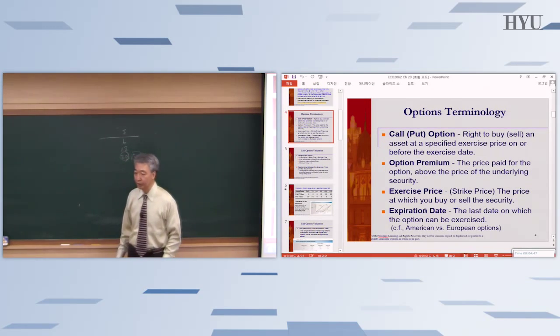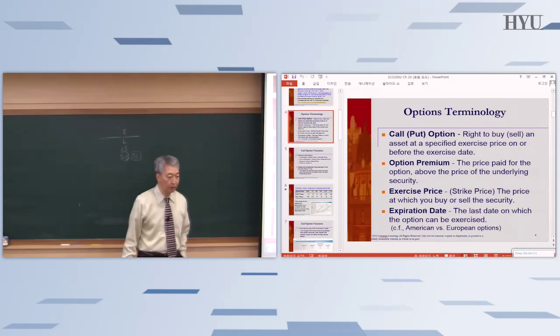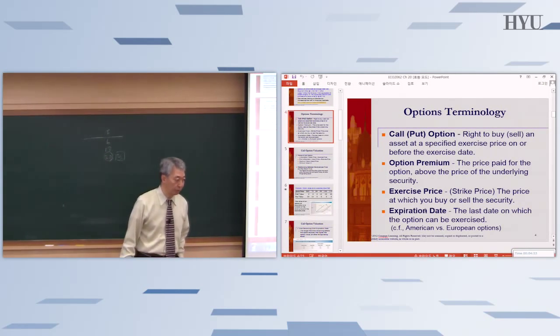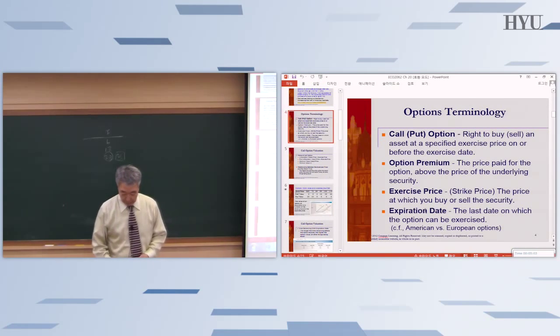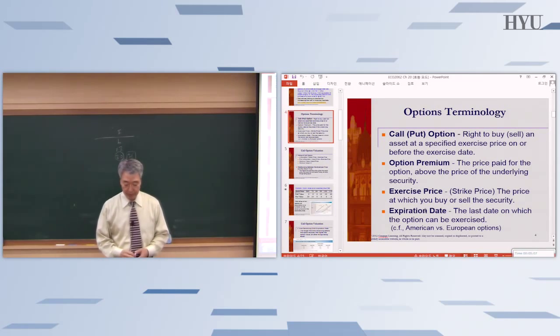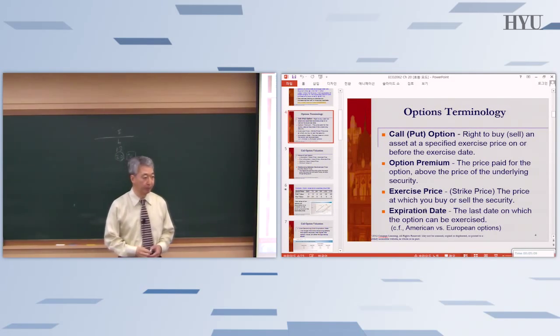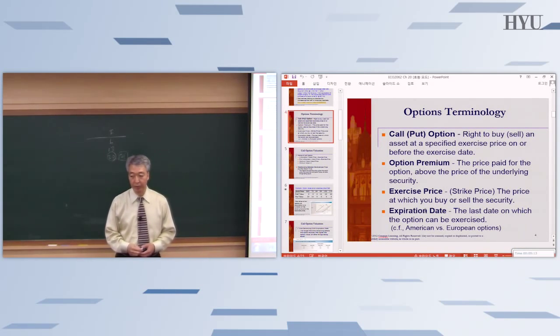European option is quite different. With a European option, you can exercise only on the expiration day, not before. So you have just one day on which you have to exercise it. Option premium, that's the price you pay, just like an insurance premium. So in order to purchase the option, you have to pay a little bit of fee.